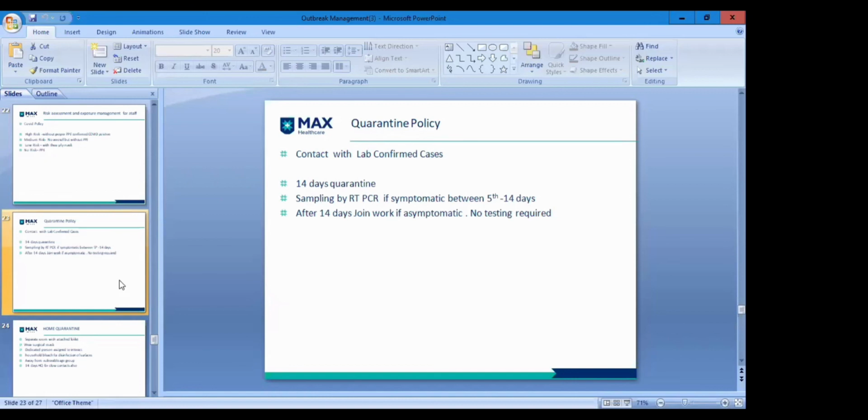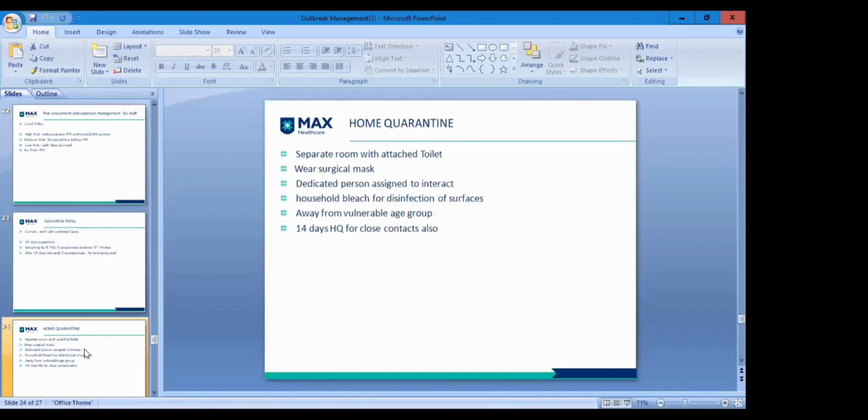This changed with Omicron, by government guidelines. 7 days quarantine was needed, and no testing was required if the staff was non-symptomatic. Home quarantine had its own implications and its own guidelines: there should be a separate room with an attached toilet. They should wear a surgical mask, with a dedicated person assigned to interact. Not every person from the home should be interacting, only one person. And household bleach was used for disinfection of surfaces.